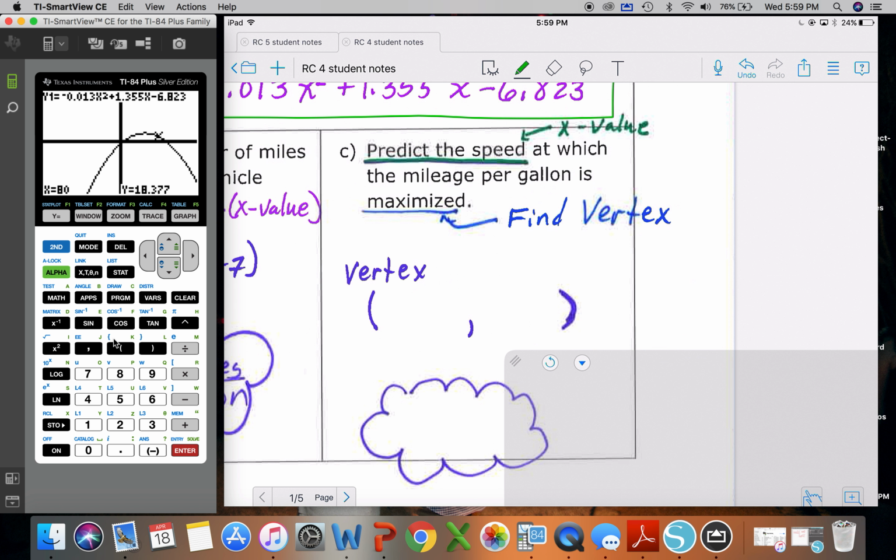For part C, they've asked me for the speed, which is an x value, where the mileage per gallon is maximized. So basically they're asking you for your maximum point, but they're asking you for your max x. So to find my maximum, I'm going to click zoom trace 4, second trace 4, because I have a maximum. For all of these steps on quadratics, you always move to the one you want, slide to the left, enter, move to the one you want, slide to the right, enter, enter.